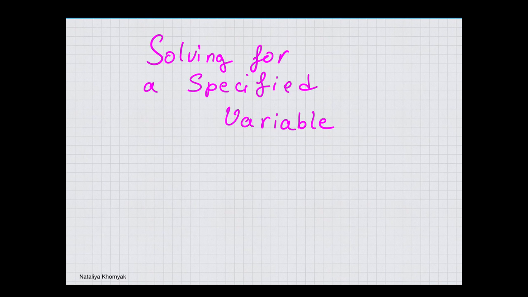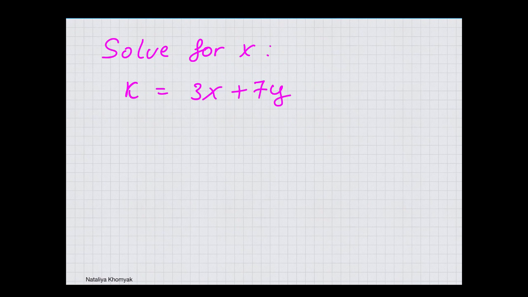Solving for a specified variable. Solve for x. In this equation we have k equals 3x plus 7y, and we have three variables, so there is no way for us to do order of operations and calculate a value. So the goal is to have this x all by itself.